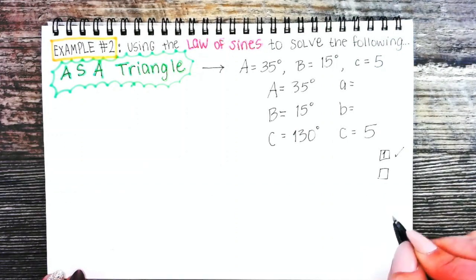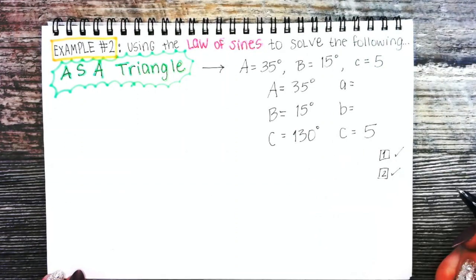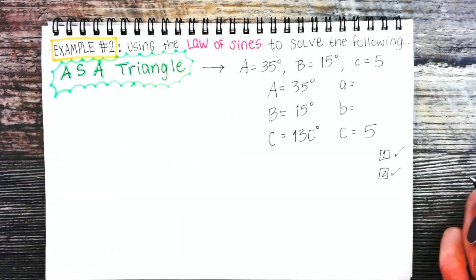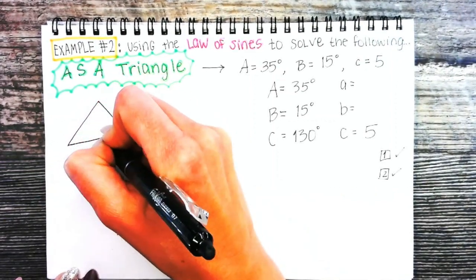Next step, identify which pair of capital and lowercase letters we have figured out already. Well, big C and little c, got it. Next, we're going to use that ratio. Now, while we don't need to draw this out, it can't hurt.